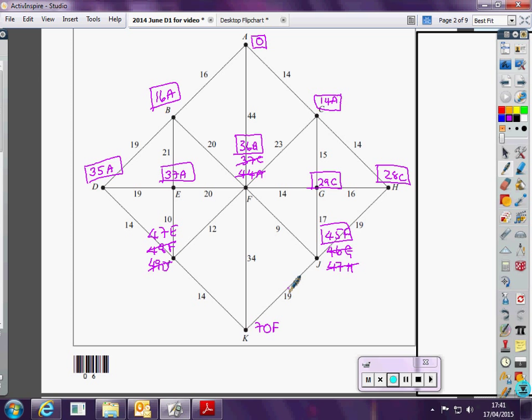45 plus 19 would be 65, 64 from J. Cross out that one. Up there's done, up there's done, up there's done. So that's it. I'm going to box 47. That's the next smallest. That one's done, that one's done, that one's done.